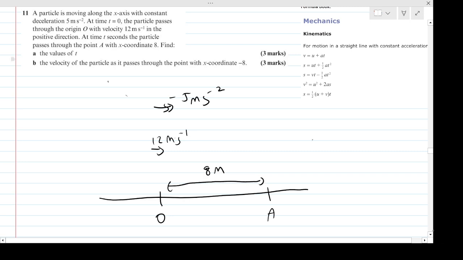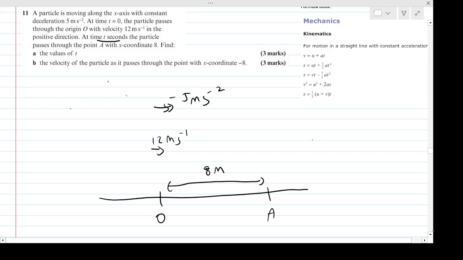Right. Okay. Then it says, oh, that's really it. So then it's asking for part A to find the values of t. So the values of t, where t is when the particle passes through A, okay? So again, the values of t.